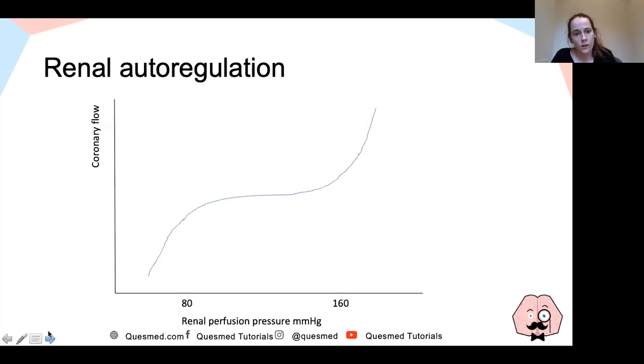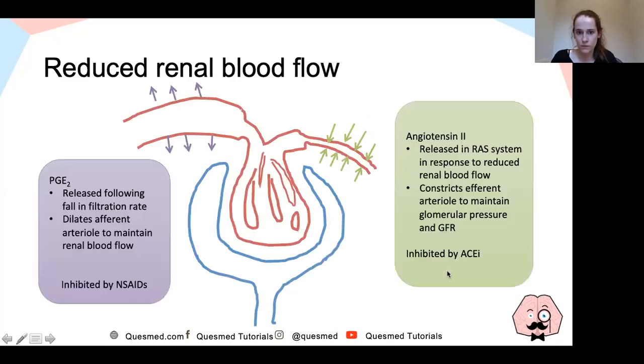So the kidneys, this should say renal. Never mind. So this here should say renal. So the kidneys, like many organs in the body, like the brain, like the heart, undergo something called autoregulation. And what that means is over a range of different blood pressures, the kidneys will still function, and so will still maintain glomerular filtration. And that occurs over a range of about 80 to 160 millimeters of mercury.